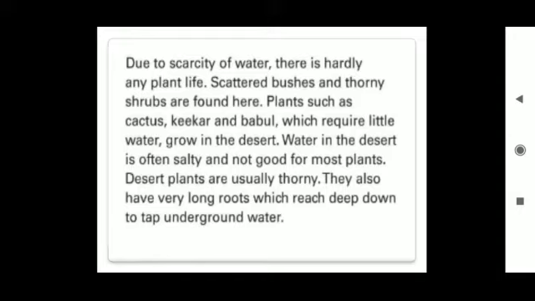Look at the plants which are growing in the desert. Why do these plants grow in the desert? Because these plants need very little water. Water in the desert is often salty and not good for most plants. Desert plants are usually thorny. They also have very long roots which reach deep down to tap underground water. These plants have very long roots which go very deep down into the earth, for tapping the underground water.